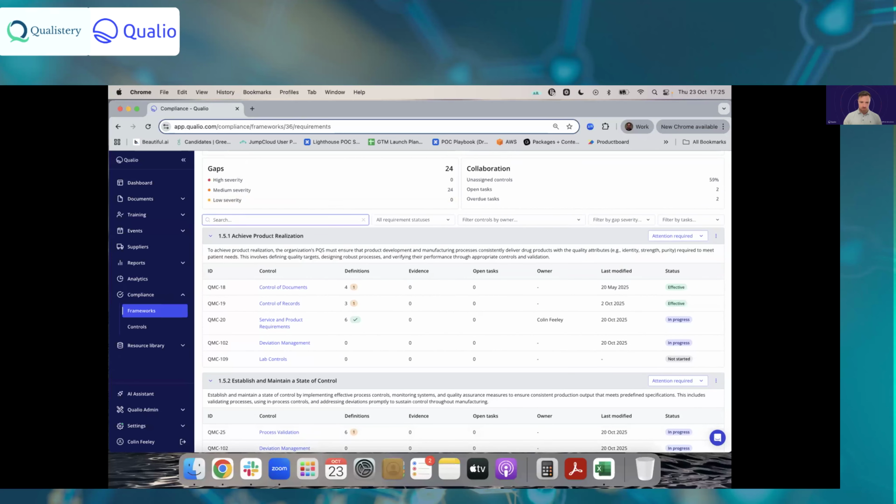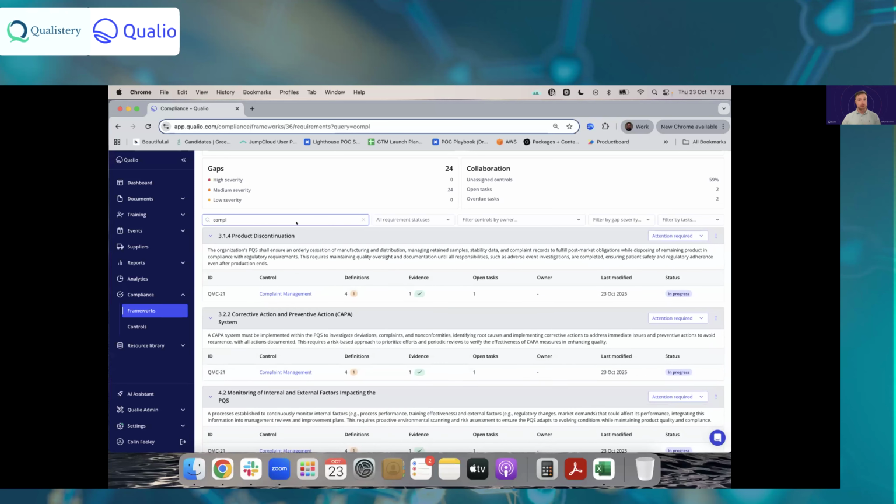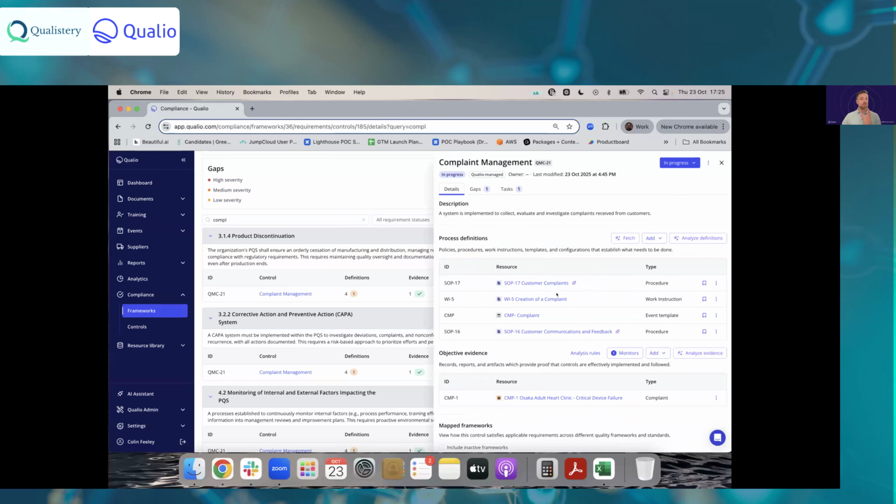I'm going to jump back into complaints because that is also here. In this case, we can still see there's 4 definitions and 1 piece of evidence, the exact same as we just saw. But in this case, there is a gap.